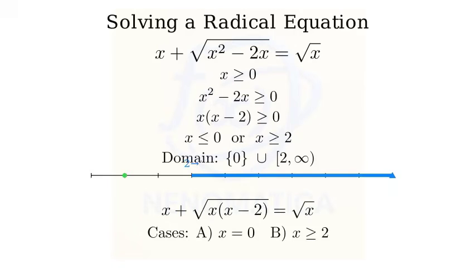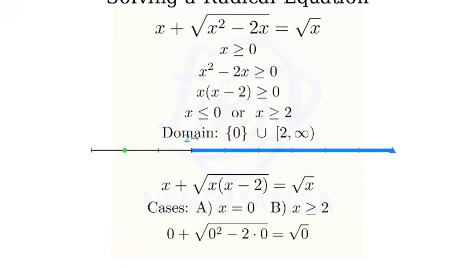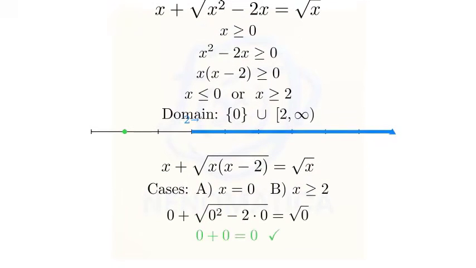Case A, x equals 0. Substitute 0 into the original equation. We get 0 plus 0 equals 0, which is true. So x equals 0 is a valid solution.